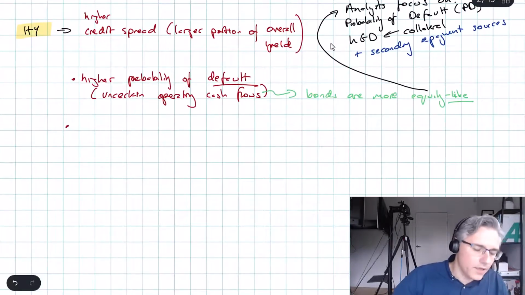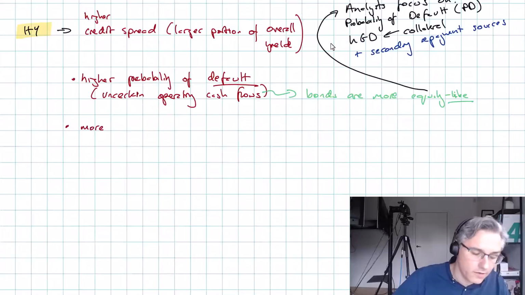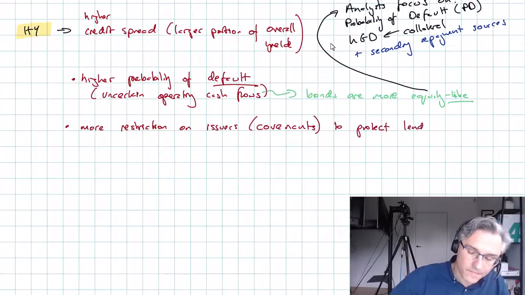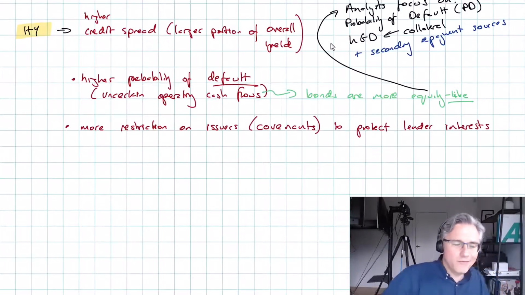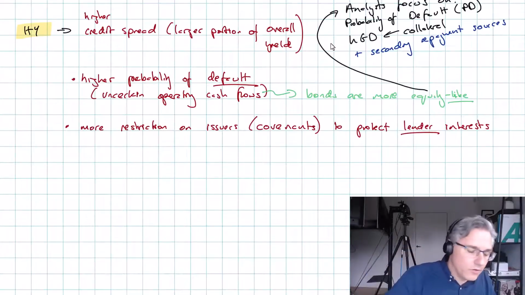Okay, another point here is that because of the lower quality nature of these issuers, they're going to face more restrictions. So more restrictions on the issuers. So much stricter covenants. This is obviously to protect the interest of lenders, making sure that the companies behave properly, that they don't do transactions that would be detrimental to the interest of the bondholders or the lenders, like paying the owners, shareholders, huge dividends, for example.